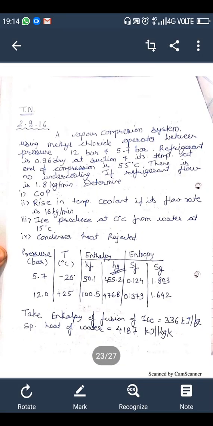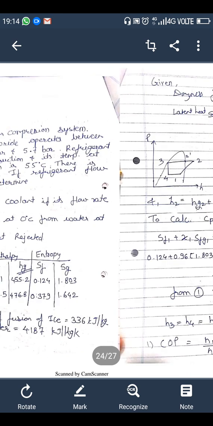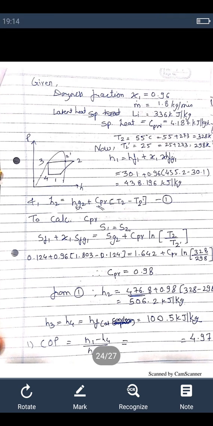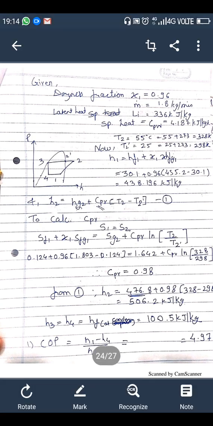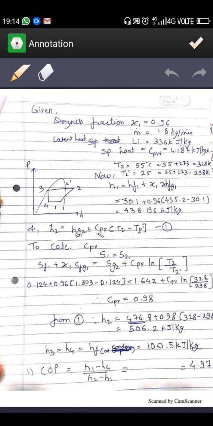This is the third numerical which I took in your class. Here what happens, here is the wet compression performed along with the superheating, and no subcooling is provided here. This numerical is quite simple. Here whenever there is wet compression provided, at this time you need to calculate the X dryness fraction. Sometimes X may be given in the examination.